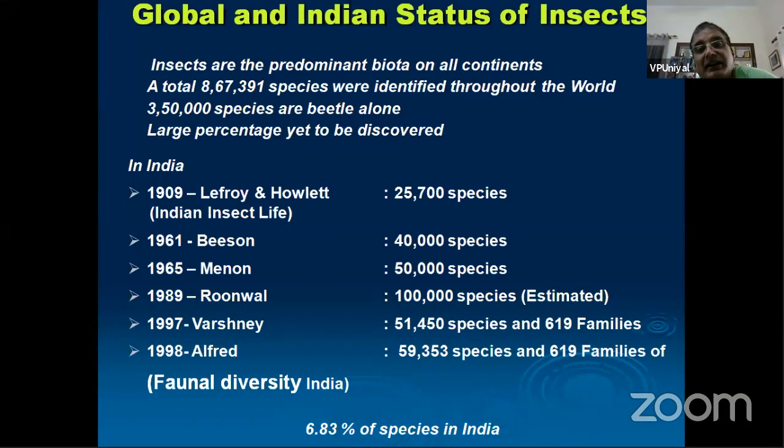Who has done the study of insects in India? The first documentation was by Lefroy, in the British period, and he documented roughly 25,000 odd species. Subsequently, a large number of scientists worked and documented the species diversity here. Even then, I just want to highlight here in 1989, Professor Runwal. He is the man of Indian termites.